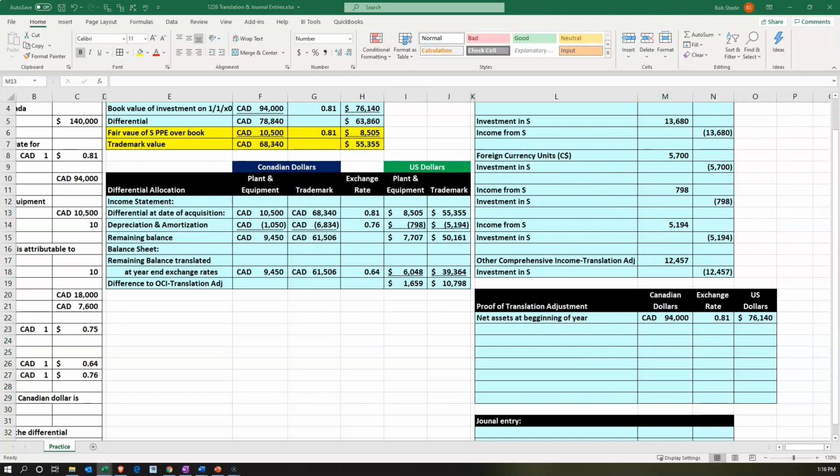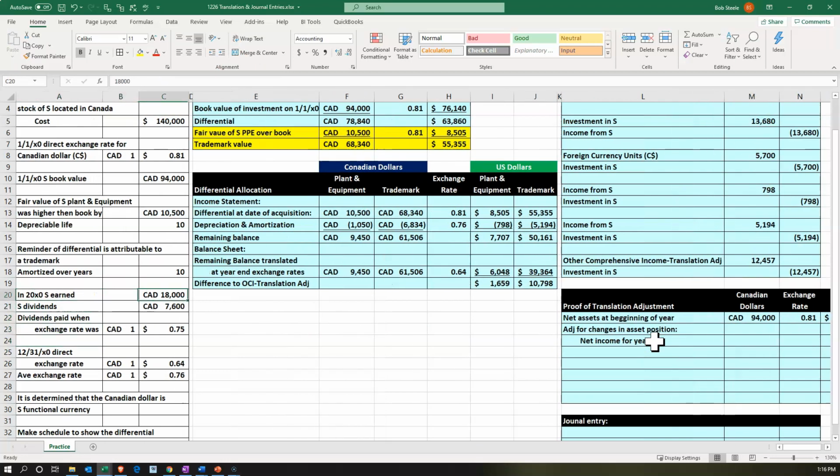Okay, so then we're going to have the adjustment for changes in the net position. I'm going to put that there. And then we've got the net income. I'm going to indent it, and once again we have the net income, which was 18,000 for the Canadian company, but it was in Canadian dollars. So we're going to pick that up and then convert it. The Canadian dollars are the 18,000.